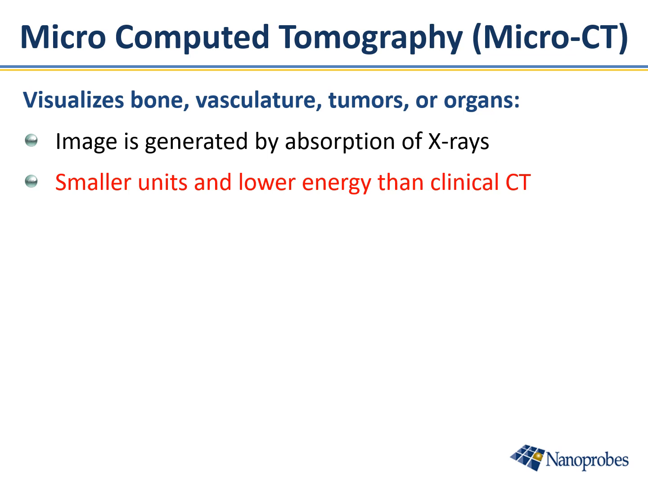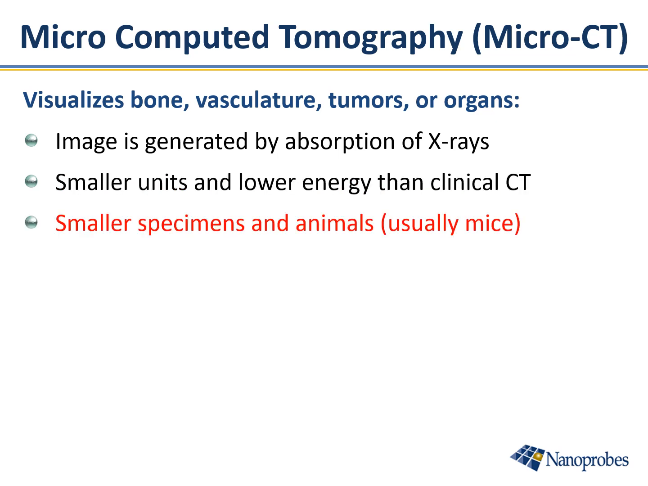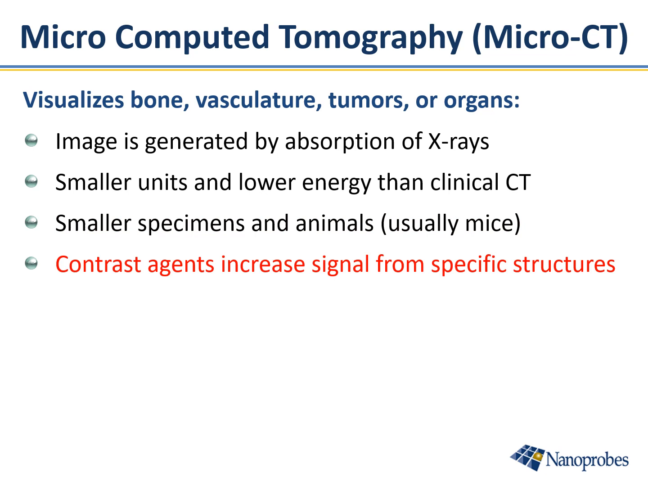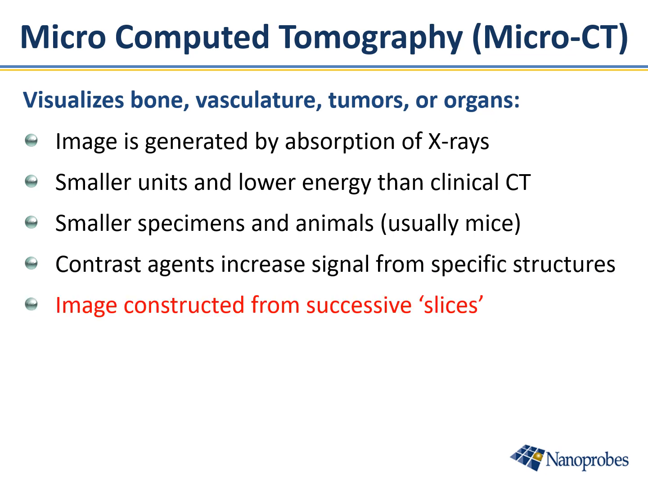Micro-CT uses smaller units and lower energy than clinical computed tomography. It's used to image smaller specimens and small animals, usually mice. Contrast agents are used to increase the signal from specific structures or organs or systems. The image is reconstructed from successive slices taken scanning through the specimen.